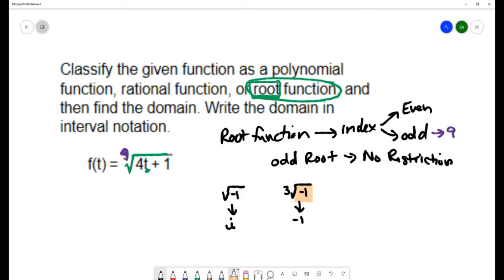So for our domain, what we're saying is on our real number line, we're allowed to use any of these numbers to plug into our variable. There's no restriction. So our domain will be the whole number line, negative infinity to infinity. So our domain of this odd root function is all real numbers, negative infinity to infinity.